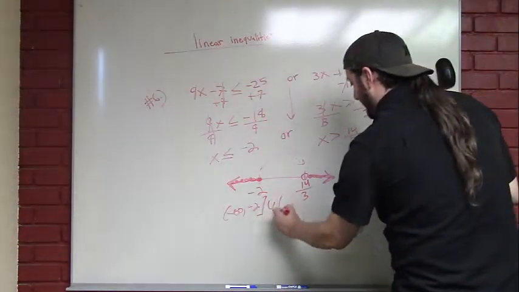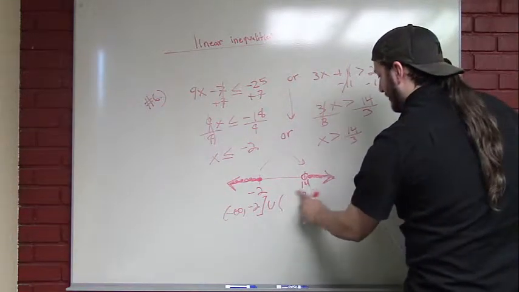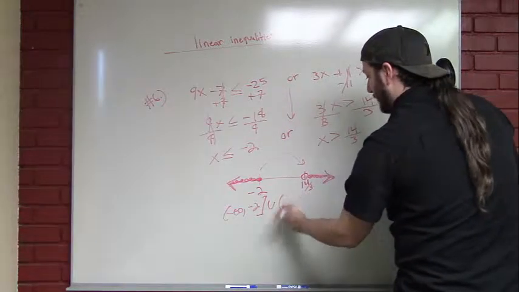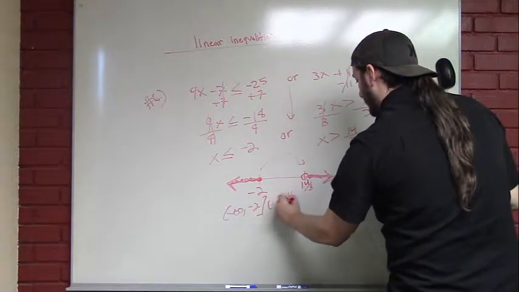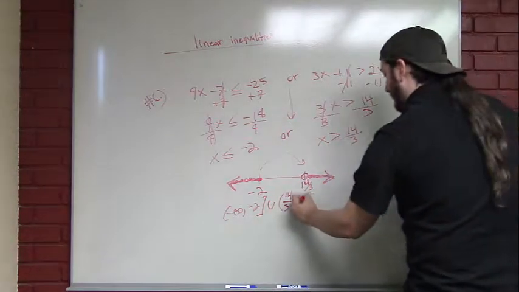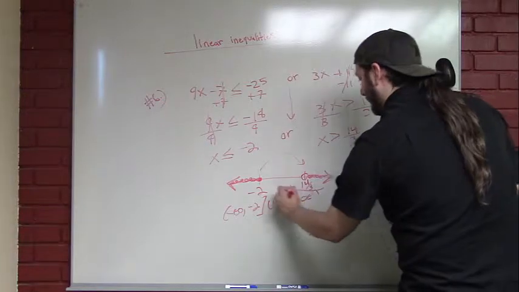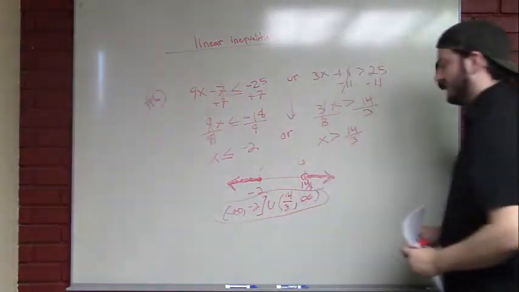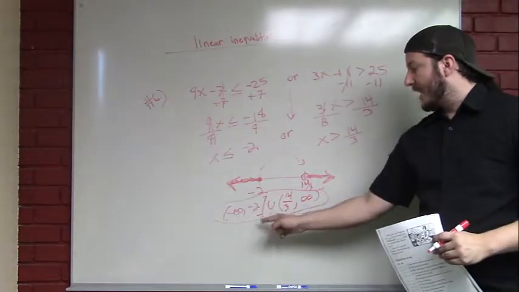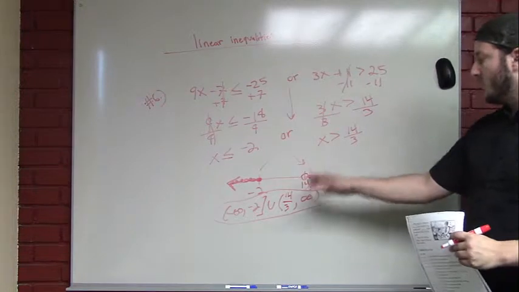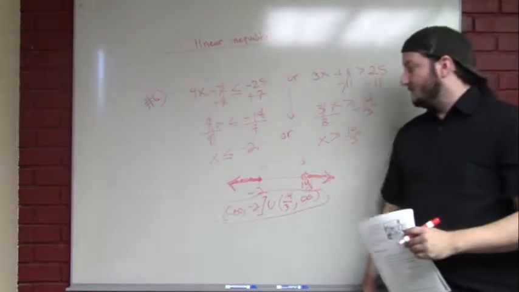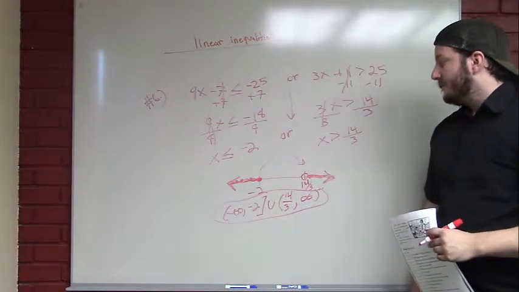Union, and then a parenthesis. This is going to be 14 over 3. So parenthesis 14 divided by 3, comma, where are we going to? Infinity. And that would be your interval notation. So negative infinity, negative 2, bracket, union, because we're jumping, 14 over 3 to infinity. Okay? And there you go.